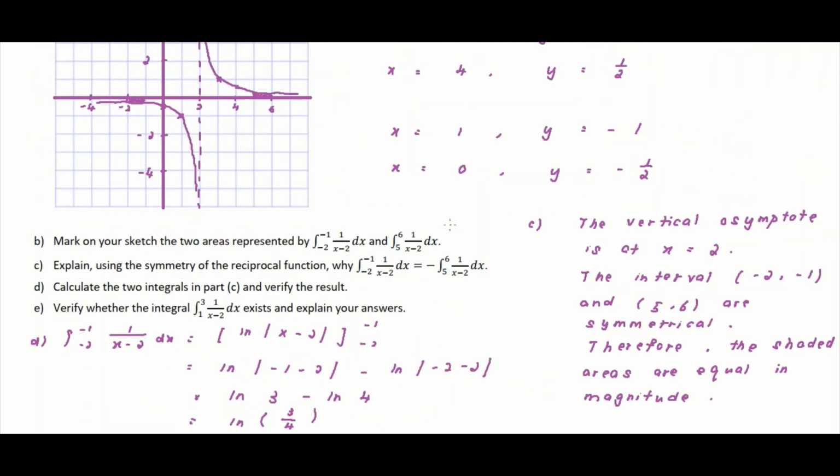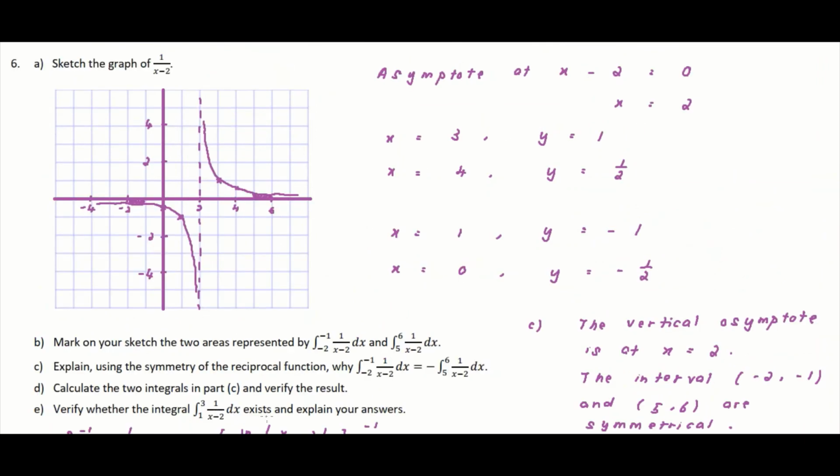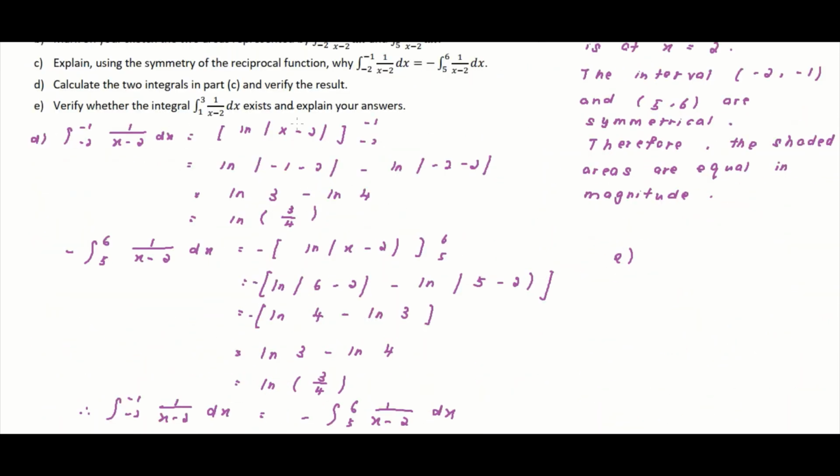We'll verify whether the integral from 1 to 3 exists or not and explain your answer. So 1 to 3 means that what you want is from 1 up to 3, so these are the areas that you want to find. So what do you think? Do you think that the integral exists? No. The idea is that you can obviously see that you have an asymptote at x equals 2. So all the area here, because this curve will never touch the line x equals 2, you will have an infinite area. So that's why the integral does not exist.